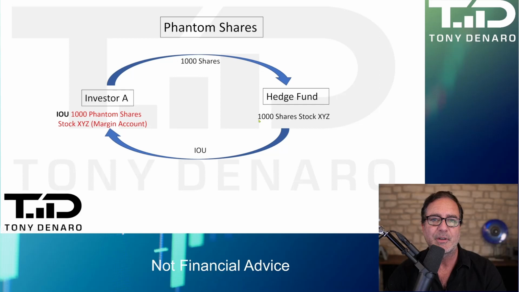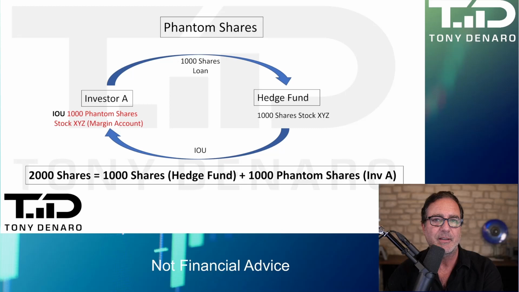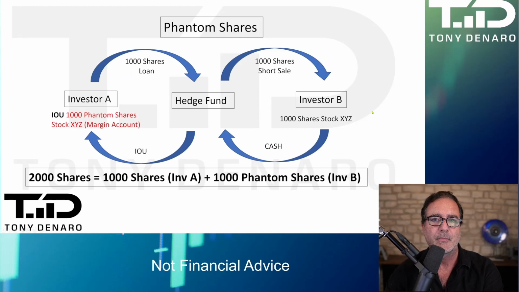And now the hedge fund has control of 1,000 shares of stock. And now essentially there are 2,000 shares of stock because you think you have 1,000 shares and the hedge fund definitely has 1,000 shares. All you have is an IOU. What happens next is the hedge fund will sell those shares short, hoping to buy them back cheaper later. So they will sell those shares to somebody else, let's call them investor B, who now gets control of those 1,000 shares. The hedge fund receives cash in exchange for their short sale. And we still have 2,000 shares in circulation.